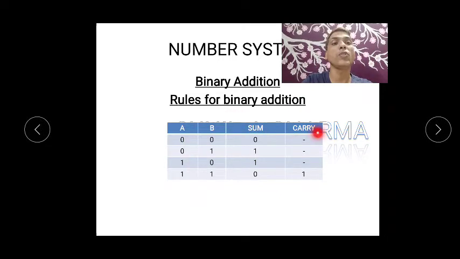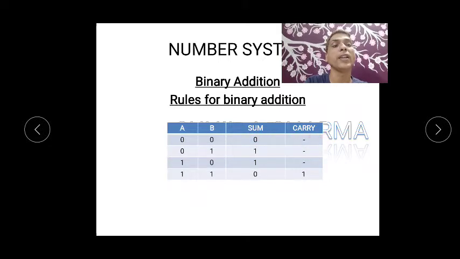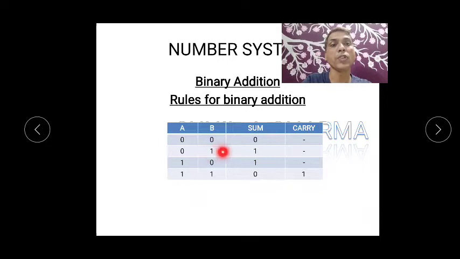We call it a truth table, or you can say that it is like rules for binary addition. So these are the different combinations. Suppose the first bit is 0, the second bit is also 0. So 0 plus 0 is 0, no carry. Either you can write 0 here or you can put a dash. Now 0 plus 1 will be 1, no carry. 1 plus 0 is also 1, no carry.